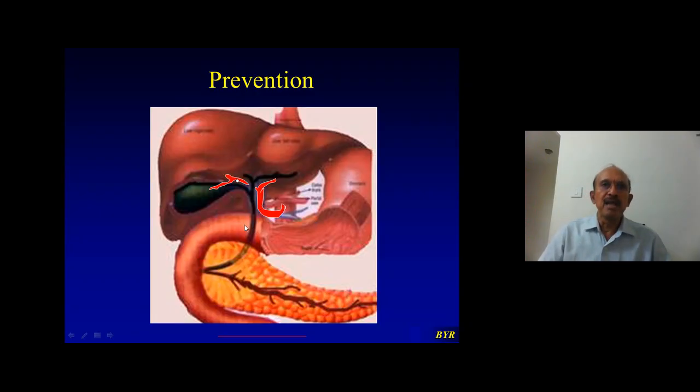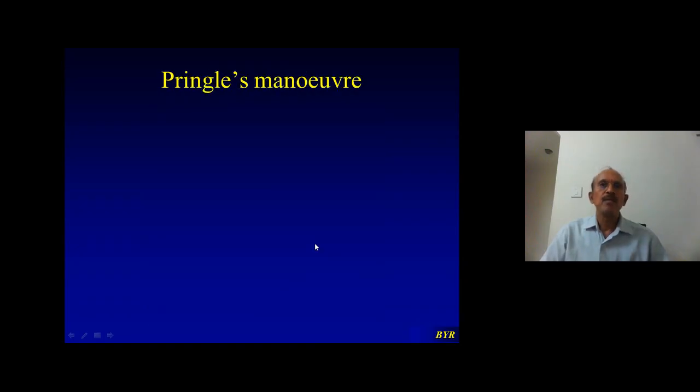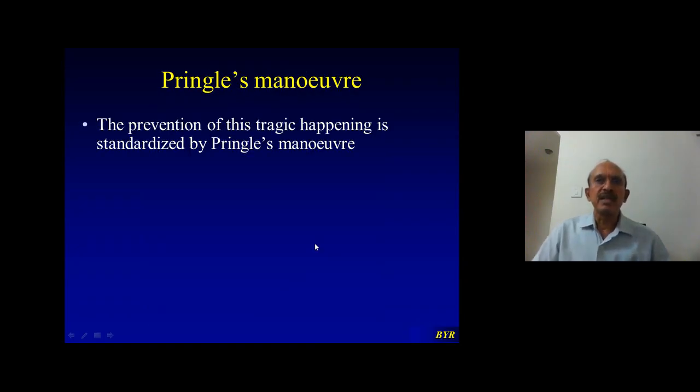So once you find the bleeder point, now you can see here there is a small tear in the right hepatic artery. So the right hepatic artery can now be sutured here. Where the tear is, that tear can be sutured with 6-0 Prolene. The prevention of this tragic happening is standardized by Pringle's maneuver. So remember this, this is a very life-saving and important procedure in hepatic surgery.